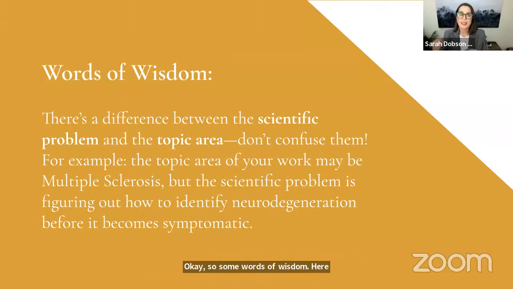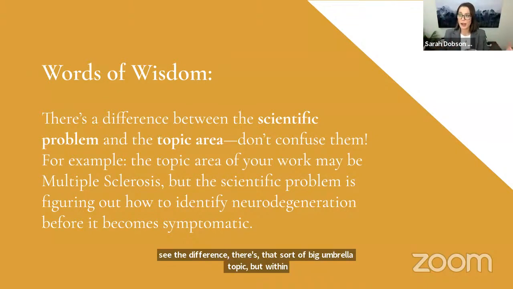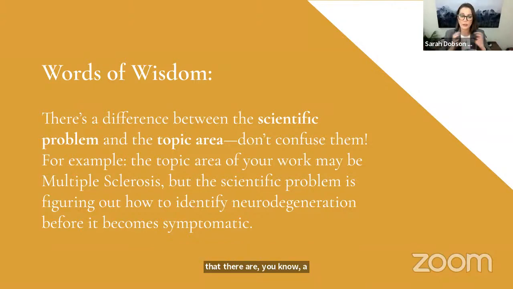Again, there's a difference between the scientific problem and the topic area, and do not confuse them. So here's an example for you. The topic area of your work may be multiple sclerosis, but the scientific problem is figuring out how to identify neurodegeneration before it becomes symptomatic. So you see the difference? There's that big umbrella topic, but within that, there are a bunch of grand scientific challenges that you need to figure out, and you're focusing in on one of them. And even within that, there's a lot to untangle, right? So we don't want to go too broad when we're talking about the topic. And so that's why we focus on identifying that problem.